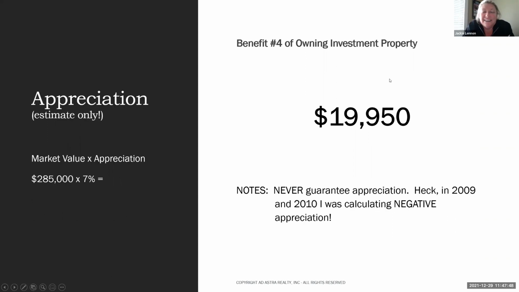All right. Let's go to benefit number 4 of owning investment property. Never guarantee appreciation. In 2009 and 2010, I was calculating negative appreciation. For those of you who got your real estate license 6 years ago and you're walking around going, I love real estate, it's the easiest thing in the world, wait till you have 1.5 year listings, or you have to show 30 to 50 properties to one buyer.